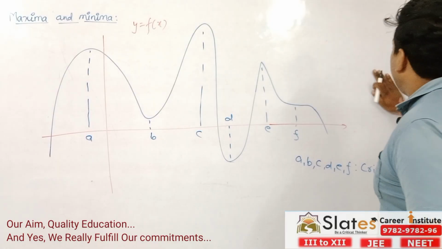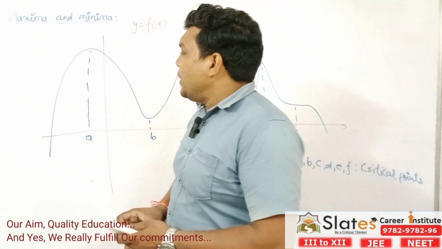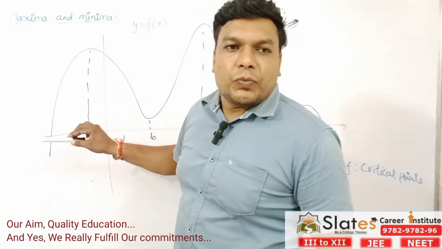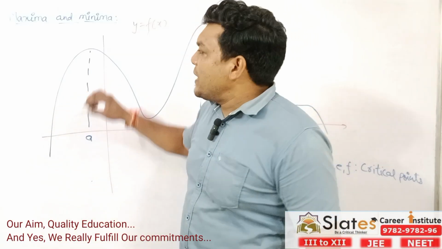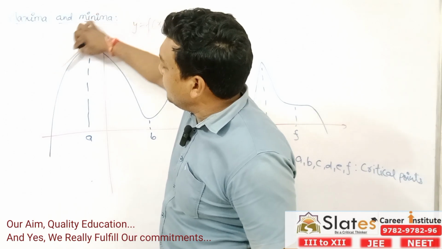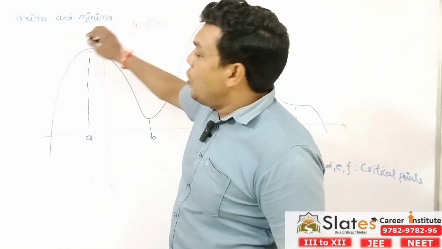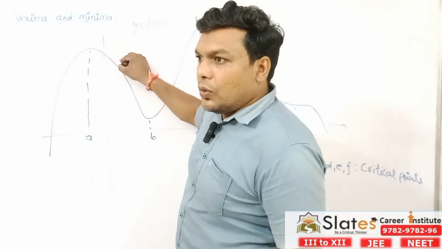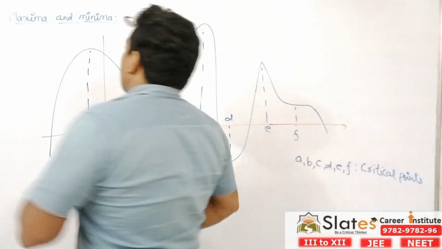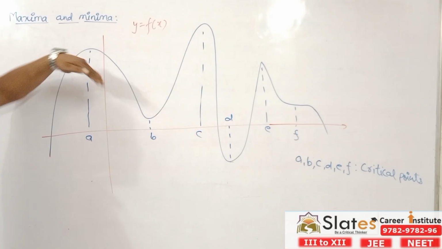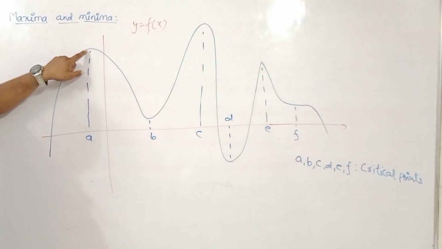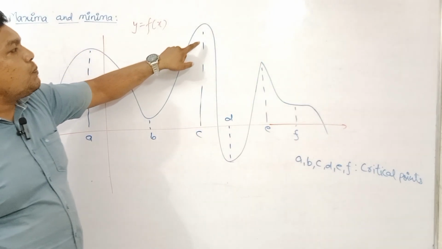Look here, a very important point. Just notice the sign of f dash x, or the slope of the tangent, just before a. Is it positive or negative? Positive. What is the slope of the tangent after a? Negative. So the slope of the tangent is changing from positive to negative. So we are getting maxima here.